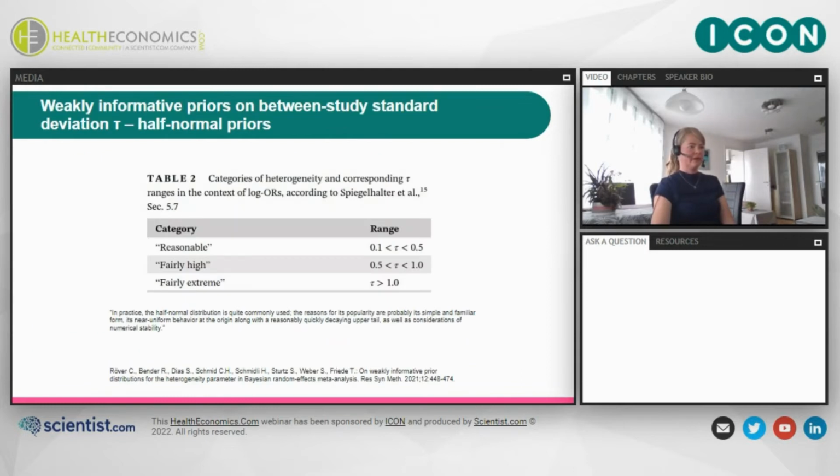Another option is to use weakly informative priors, such as half normal priors, for example. If you can already estimate the amount of heterogeneity in your analysis, if you think this might be a reasonable amount, you would choose a smaller value for tau. If you already know you have an extreme amount of heterogeneity, you would use a larger value for tau.